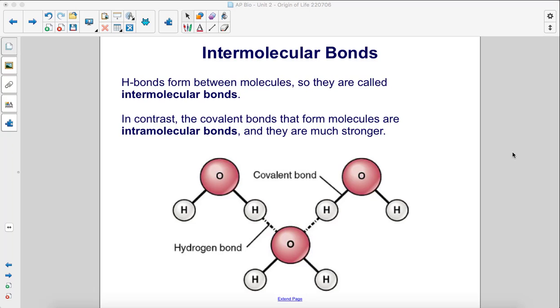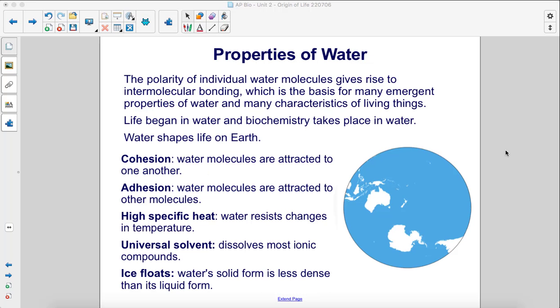Hydrogen bonds form between molecules, so they're called intermolecular bonds. In contrast, the covalent bonds that form molecules are intramolecular bonds, and they are much stronger. The polarity of individual water molecules gives rise to intermolecular bonding, which is the basis for many emergent properties of water and many characteristics of living things. Life began in water, and biochemistry takes place in water. Water shapes life on Earth.